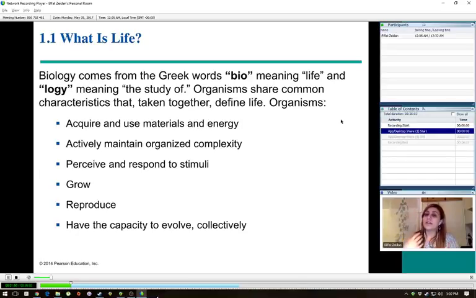They need energy and they need materials in order to survive, right? We need to eat food, and we need to also get energy from the sun, and we need to get energy from the food that we consume in order to be able to live and reproduce and grow. We also always maintain an organized complexity within our bodies. God has created us in such a way that our body is always working to maintain a state of homeostasis.